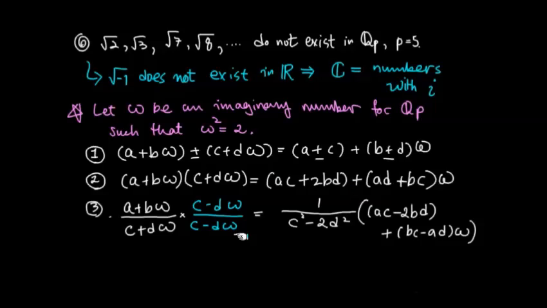And you use the same conjugate trick. (c + d omega) times (c - d omega) is c squared minus omega squared d squared, which is c squared minus 2d squared. And you can see these are just integers, p-adic integers. So you can reorganize this whole thing into this form a + b omega, where a and b are p-adic rational numbers.